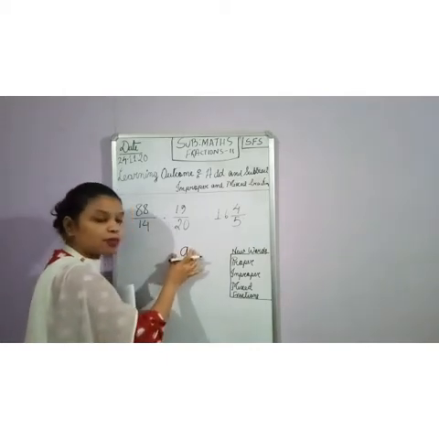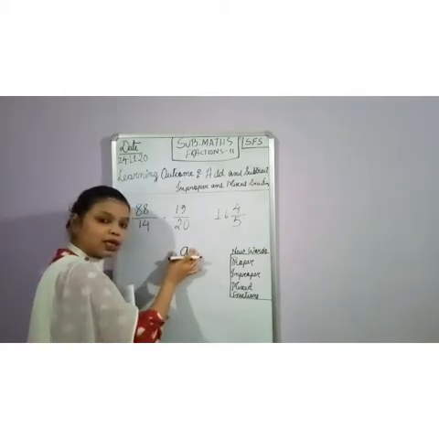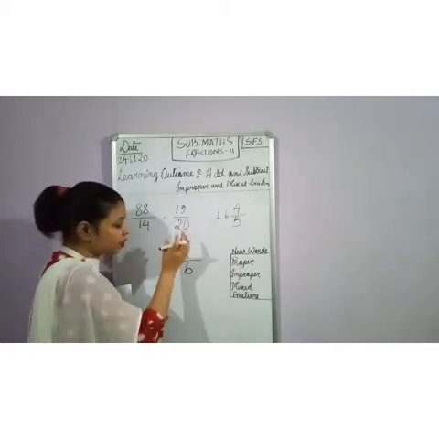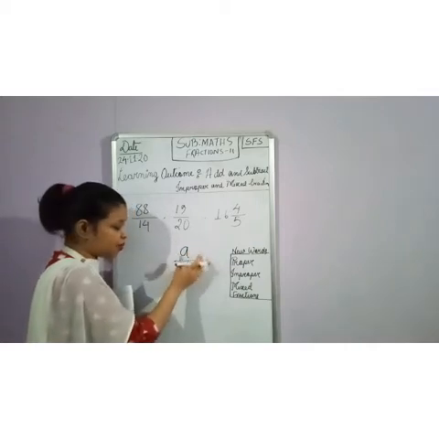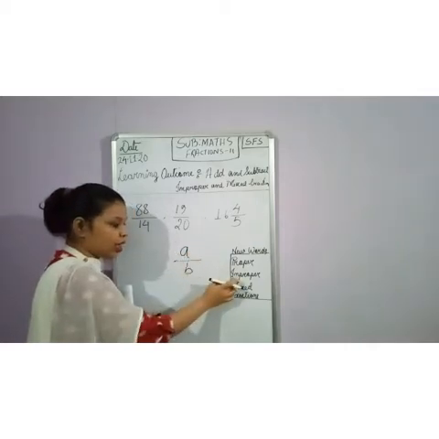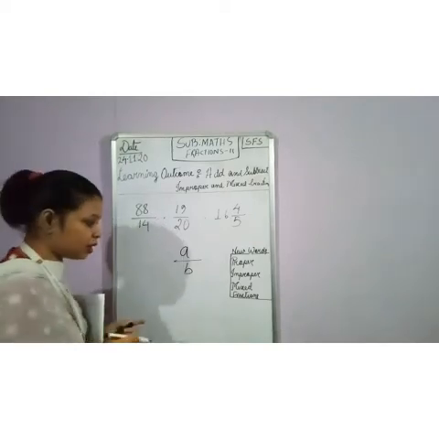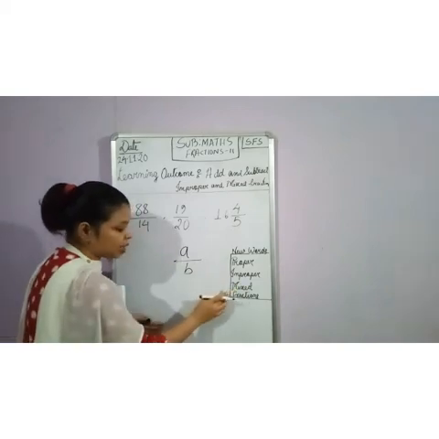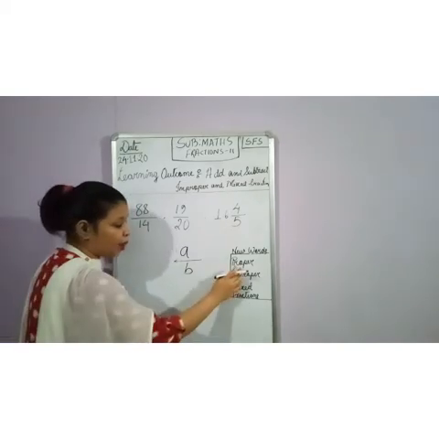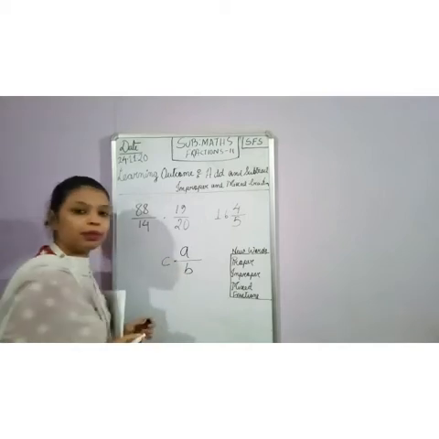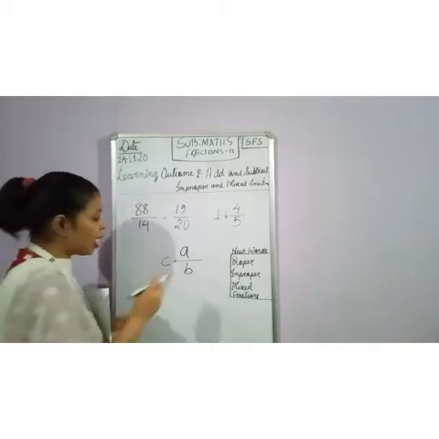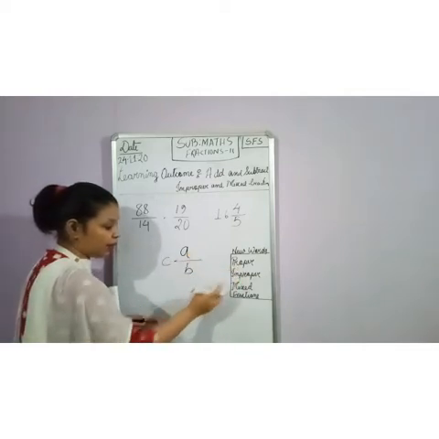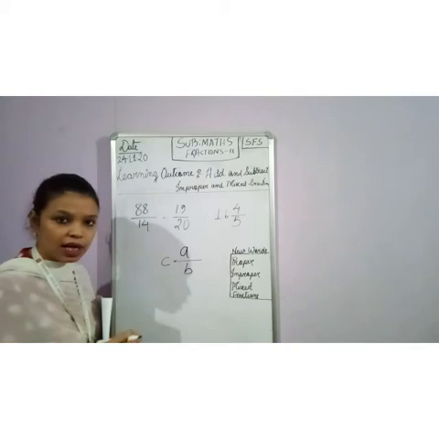If the numerator is smaller and the denominator is bigger, then it is a proper fraction. If the numerator is bigger and the denominator is smaller, then it is an improper fraction. Now let us go to the third, the mixed fraction. A mixed fraction is a combination of a whole number and a proper fraction. Suppose I have another number C, which is a whole, and the numerator is smaller and the denominator bigger, that means a proper fraction. Together it becomes a mixed fraction.